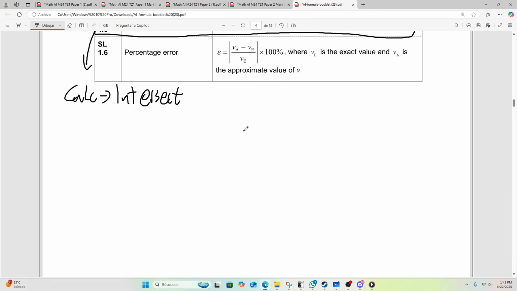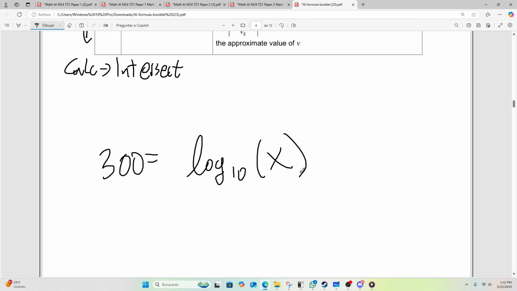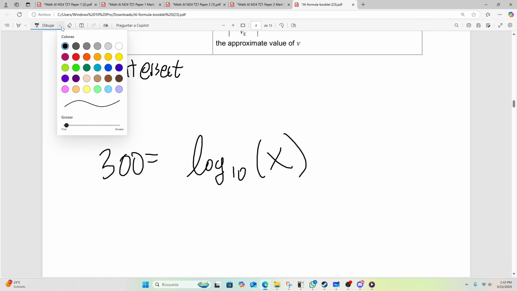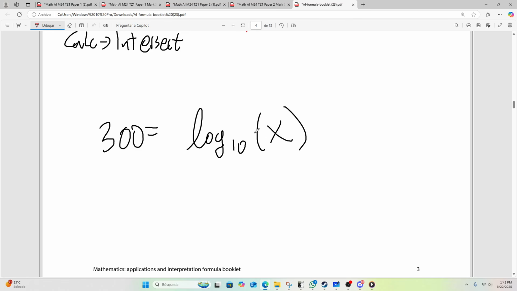But essentially what you will be doing is that, let's say you have something like, I don't know, 300 equals log base 10 parentheses x. And you don't know anything about logs, and you don't know how to solve this. Let's imagine for a second you don't know anything about logs, see? And you're like, dude, this x is inside the log. Like, what do I do?